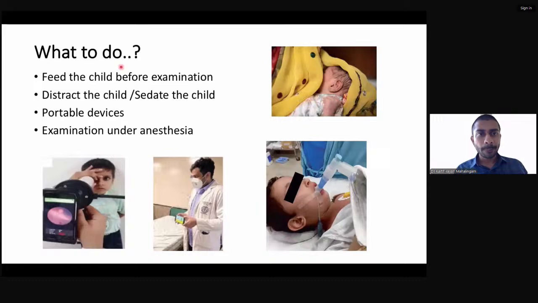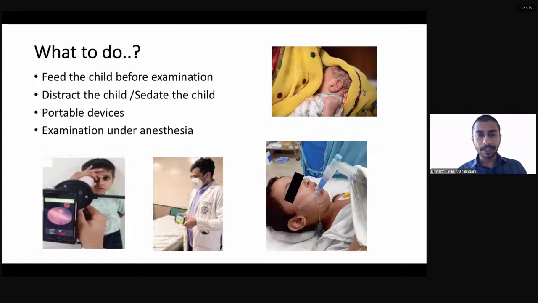So what to do? If they're very small children, we'll ask them not to feed before coming to the OPD. They will sleep or they'll be quiet. That time we can do the examination. Or else, while examining, we can distract the child or we have to sedate the child. We can use this portable device. Vanessa used to use this kind of portable device to see the fundus examination.